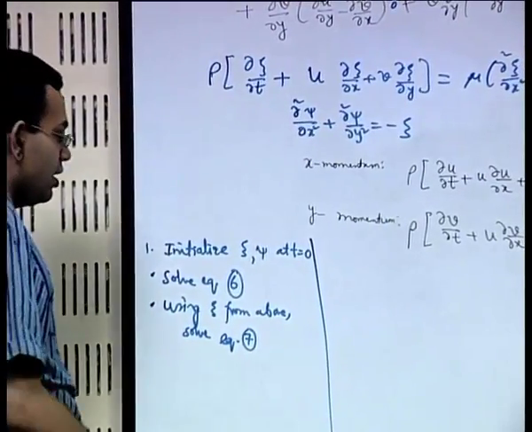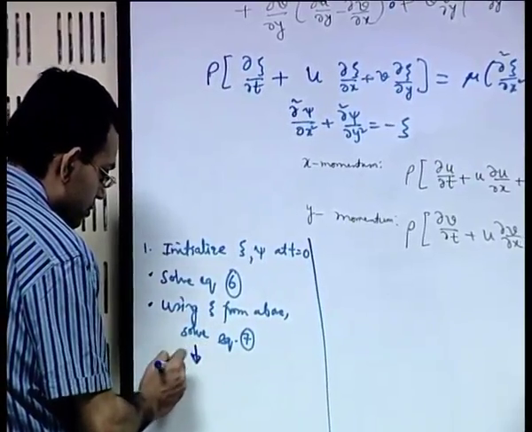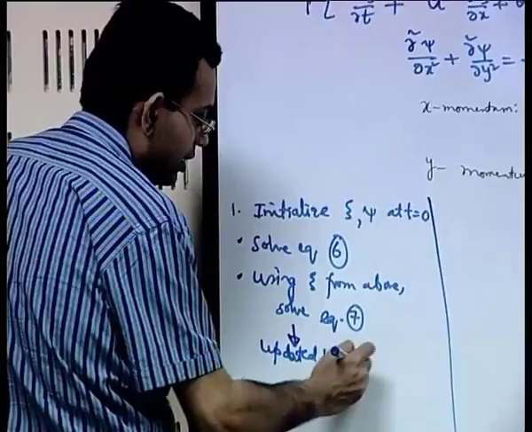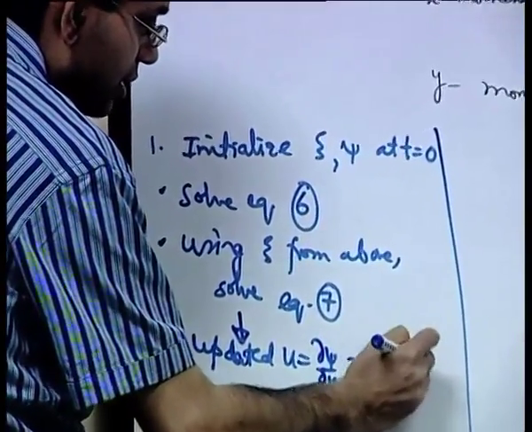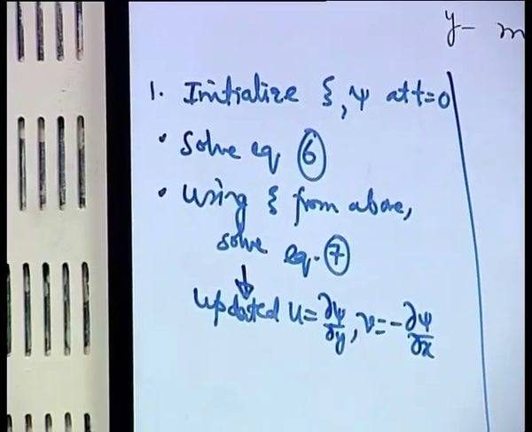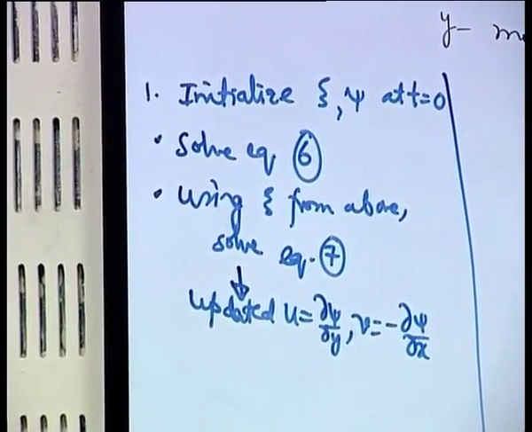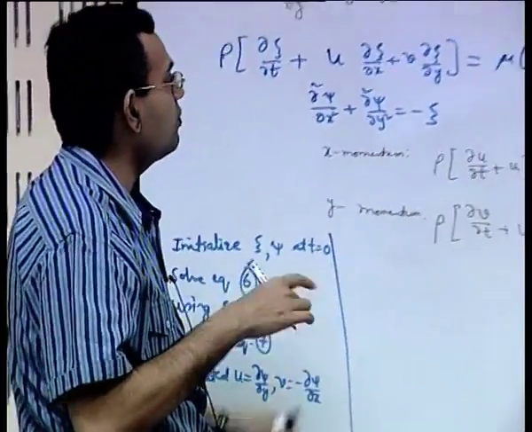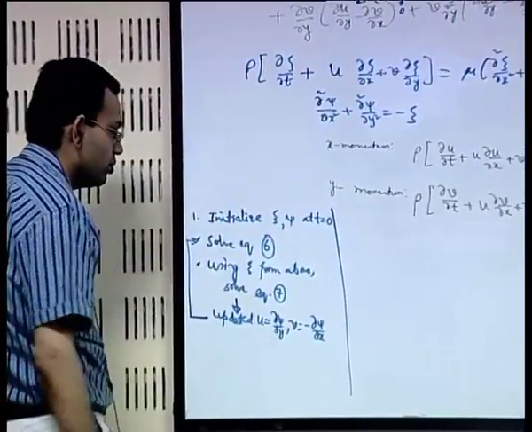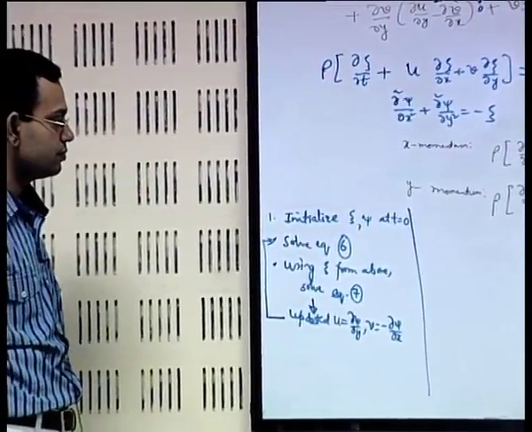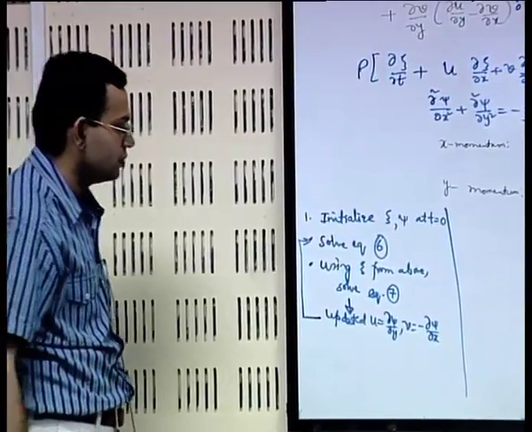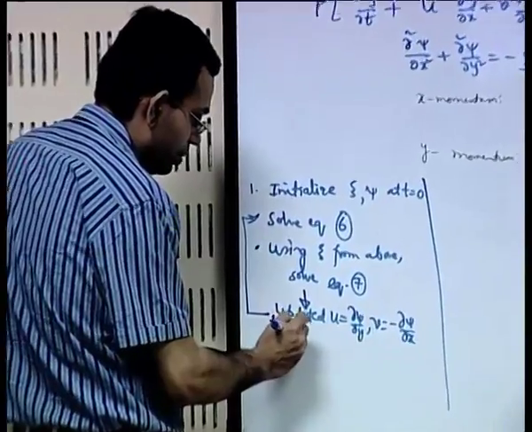Once you solve equation 7, you have updated u equal to ∂ψ/∂y and v equal to minus ∂ψ/∂x. Then based on this updated u, v, you go for the solution of ζ again from equation 6. So again you go and solve equation 6 for the next time. So you have t equal to t plus Δt, the new time.